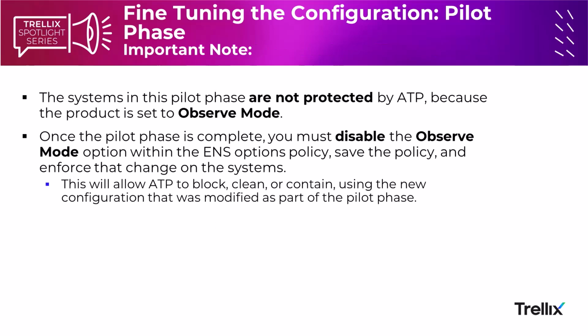And then you have to keep in mind when it is in this observe mode, it's not protecting the systems, right? It's just monitoring, it's just reporting behaviors that would occur, would contain, would block, would clean, right? Now we go make our modifications, and then when we're satisfied, when we're ready, we go take it out of observe mode. Now the product can actually take action. So observe mode isn't something you want to set across your entire environment if you've already got the product deployed out to the entire environment, right?